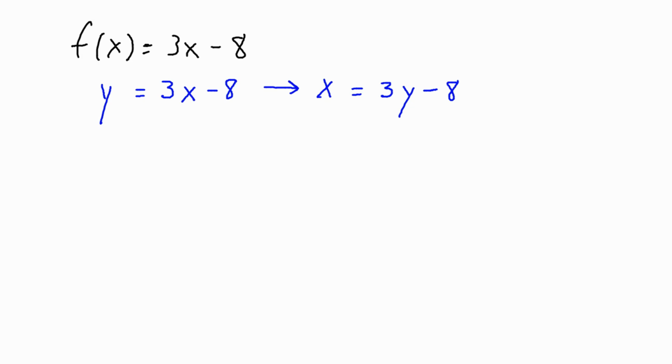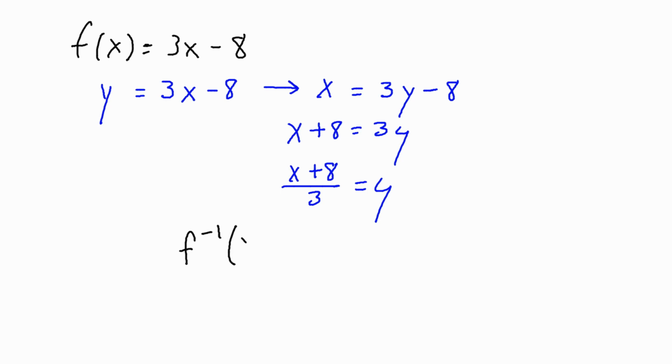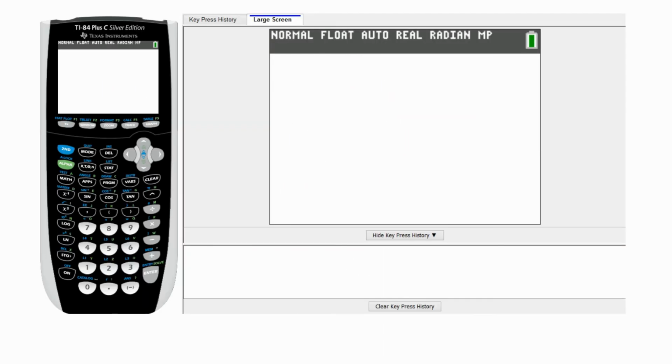Solving the equation for y, I want to add 8 to both sides, which is x plus 8 equals 3y. Now, divide both sides by 3. The result is (x plus 8) divided by 3 equals y. This is my inverse function. So f negative 1 of x, or the inverse function of x, equals (x plus 8) divided by 3.